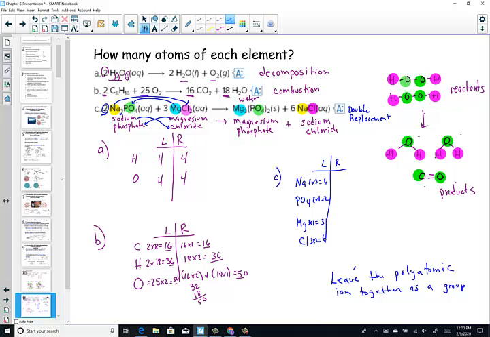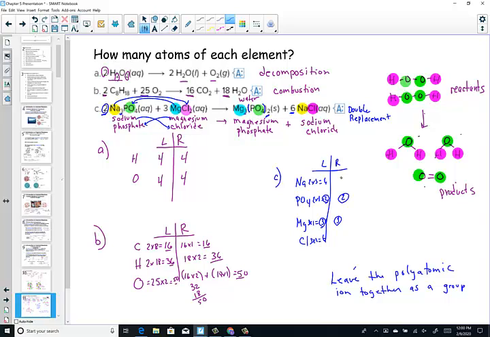On the opposite side of the arrow, I can count 3 magnesiums, that's balanced, 3 on both sides. I can count 2 groups of PO4, that's balanced. Notice this PO4 is taken twice, so that's 2 units of PO4.